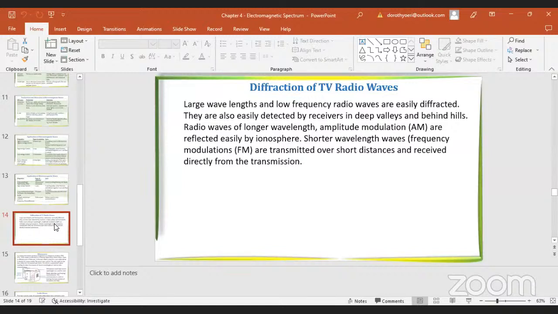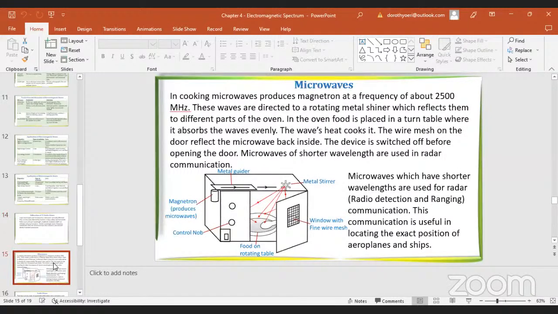Now, diffraction of TV and radio waves: large wavelength, low frequency radio waves are easily diffracted. They are also easily detected by receivers in deep valleys and behind hills. Radio waves of longer wavelength, amplitude modulation, are reflected easily, while the shorter wavelength waves, that is FM, frequency modulation, are transmitted over short distances and received directly from the transmitter. Nowadays, I think we don't even use AM; the radios mostly use FM.